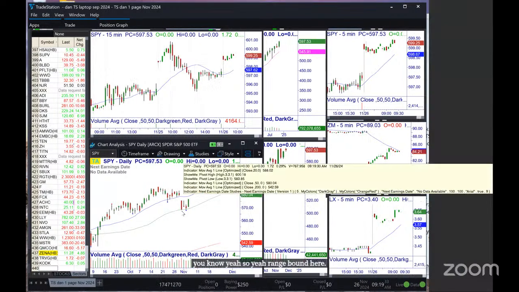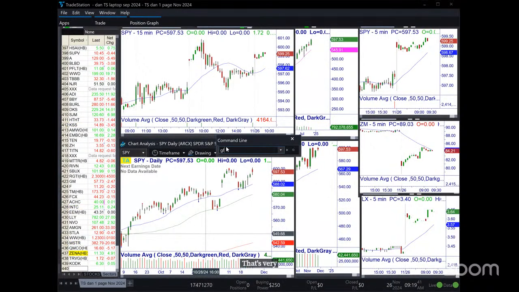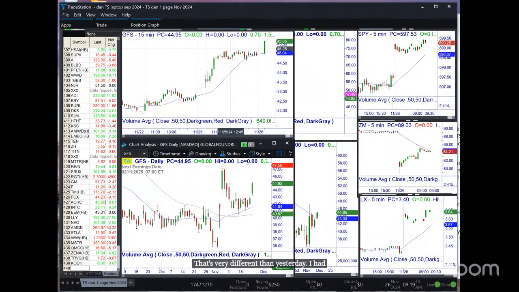Hopefully we'll get some more call spreads. I don't have any alarms going off, which is very different than yesterday. I had this up alarm go off at GFS, a little gap breakout yesterday, and we bought that. Sold half in strength, but it looks higher here, so I tightened the stop under this pivot.